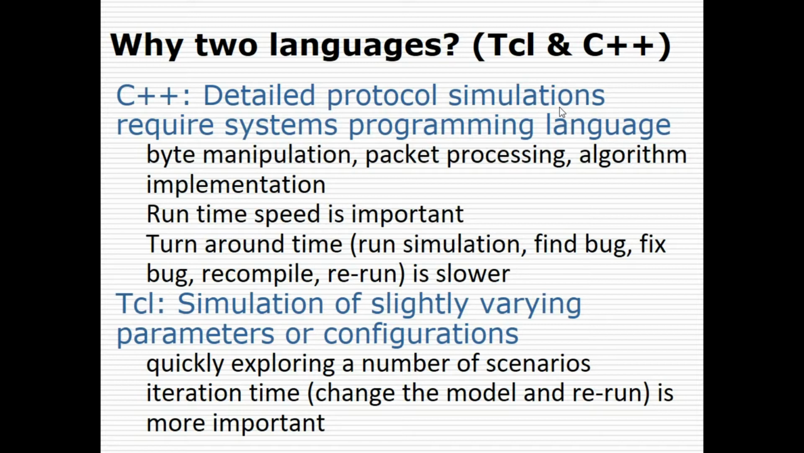The most important things are byte manipulation, packet processing, and algorithm implementation. Runtime speed is very important, and turnaround time, which means running the simulation, finding the bug, fixing it, recompiling, and rerunning, is slower. So all these main functions are performed by the C++ programming language. And TCL is for simulation of slightly varying parameters or configurations, which means that we want to vary some models or generate a new number of scenarios or iterations.